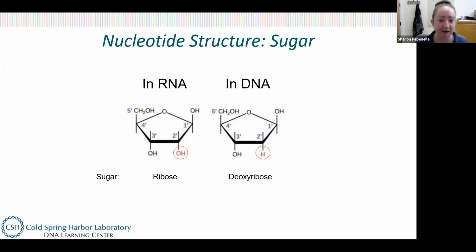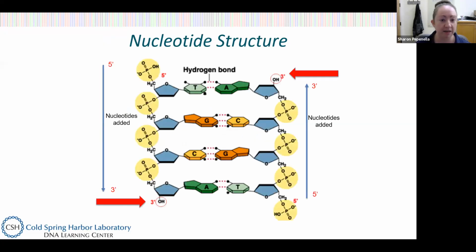If these numbers sound familiar, 5' and 3', that's because we assign 5' and 3' to the DNA when we're referring to its directionality. So you might see a sequence written as 5' to 3', or here's one talking about the 5' end versus the 3' end.